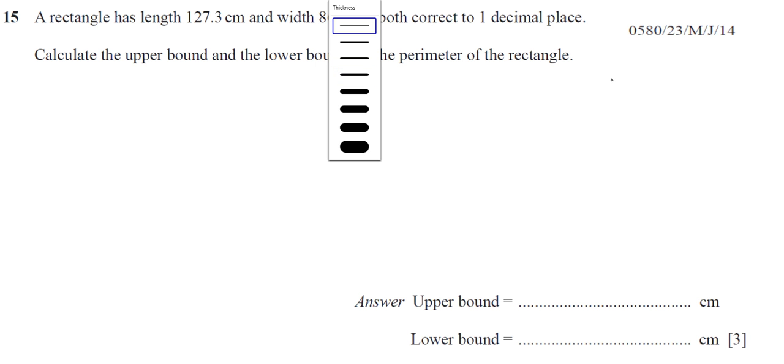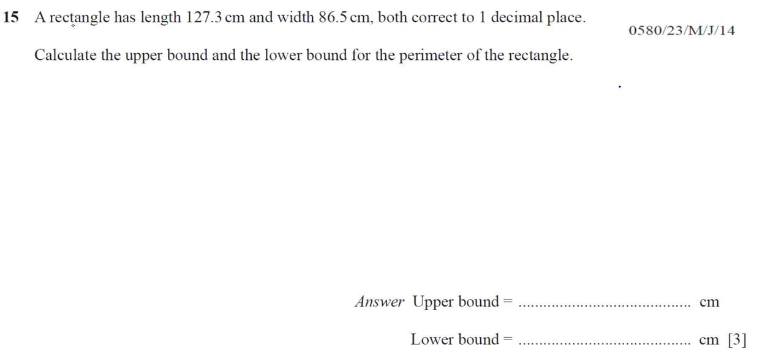Okay, so they tell us that there's a rectangle. Its length is 127.3 centimeters and its width is 86.5 centimeters. So you have a rectangle. The length is 127.3 centimeters and the width is 86.5 centimeters.